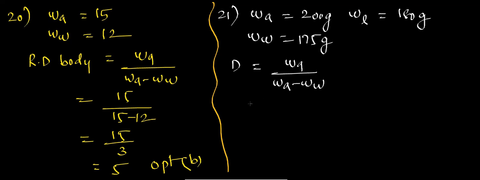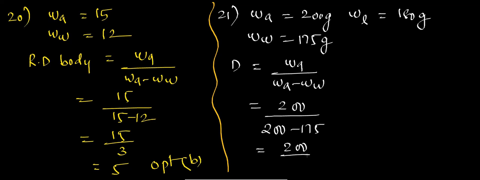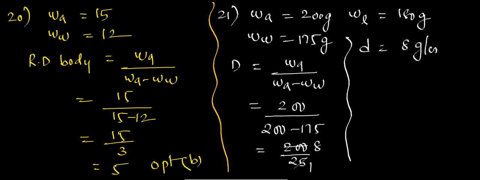Now substitute here. This is 200 by 200 minus 175, so 200 by 25. 25 eights are 200. So how much are you getting for density? It is 8, and what are the units? Gram per centimeter cube. But if you see the options, they are given in SI units, right? So simplify now. 8 keep as it is.